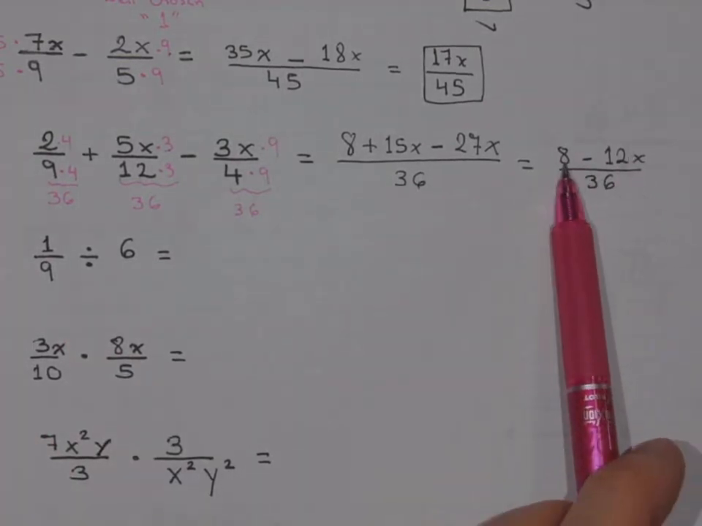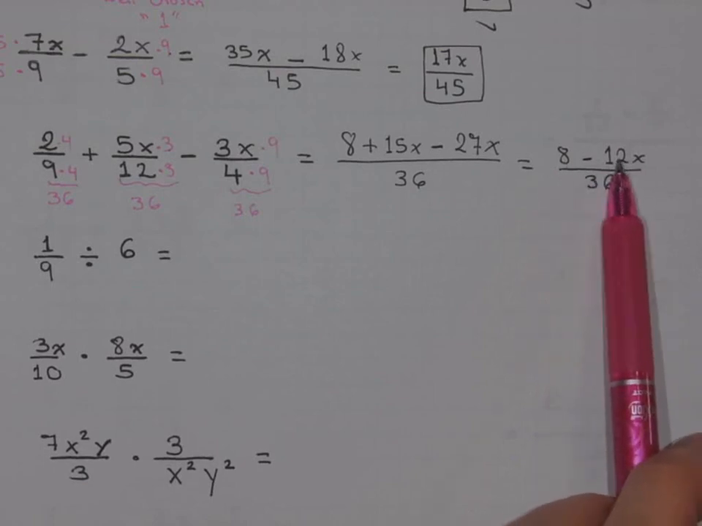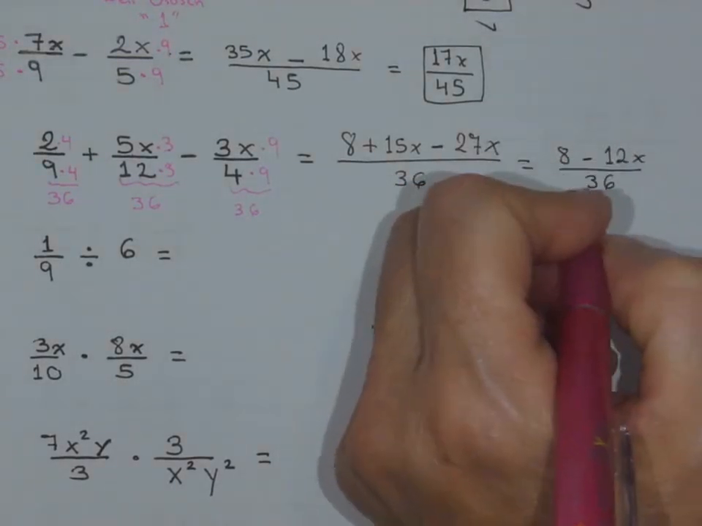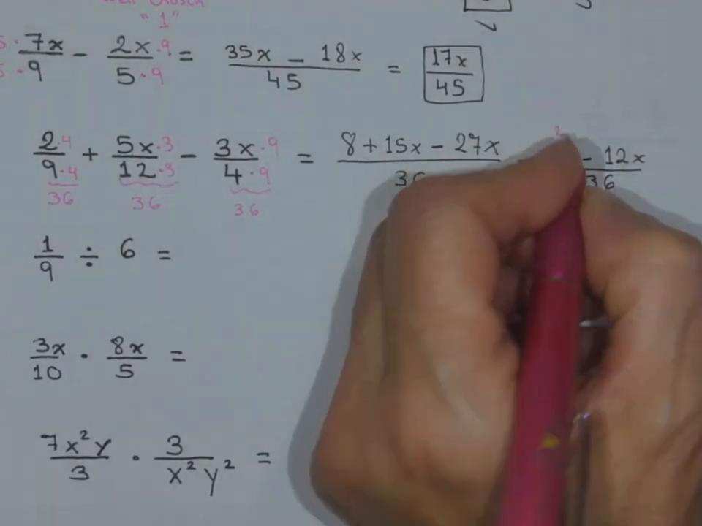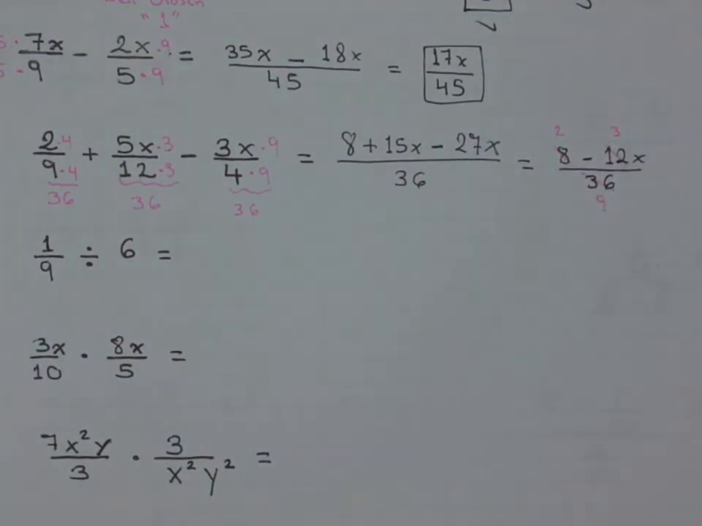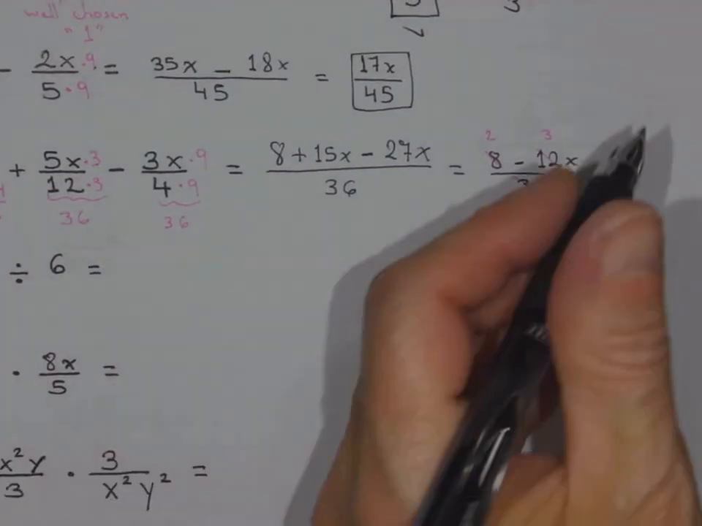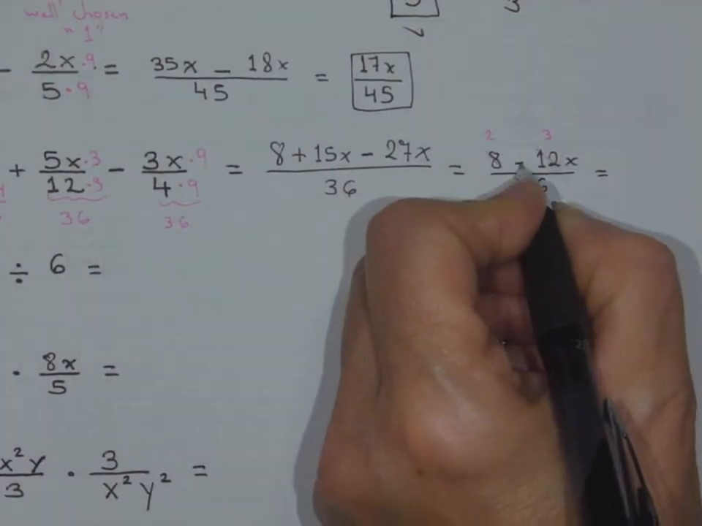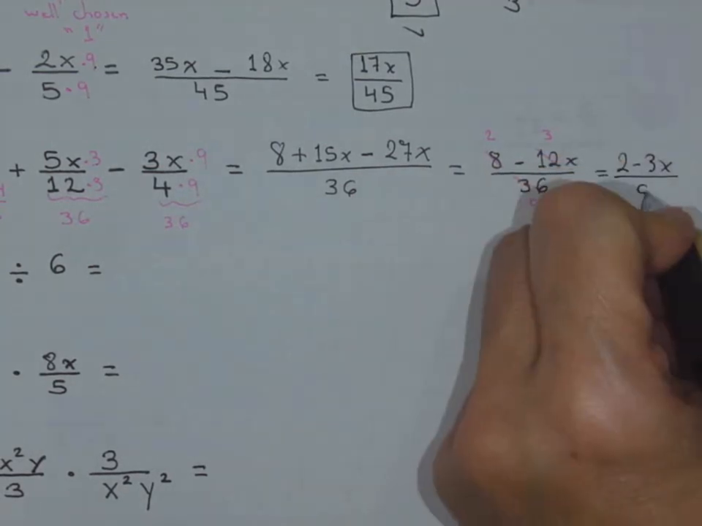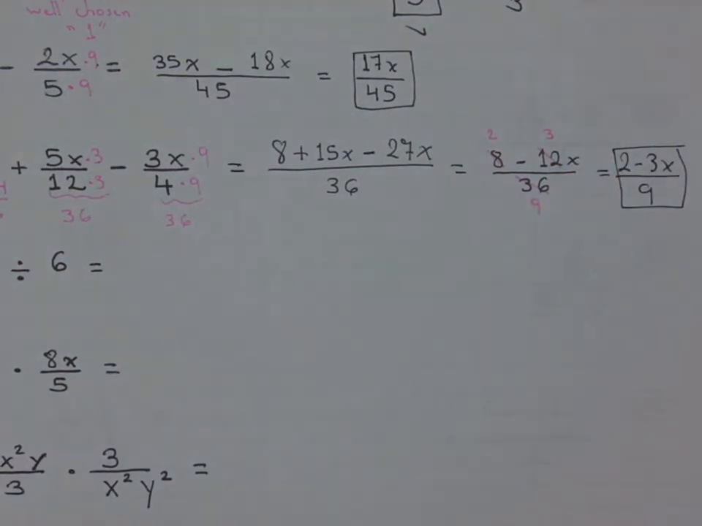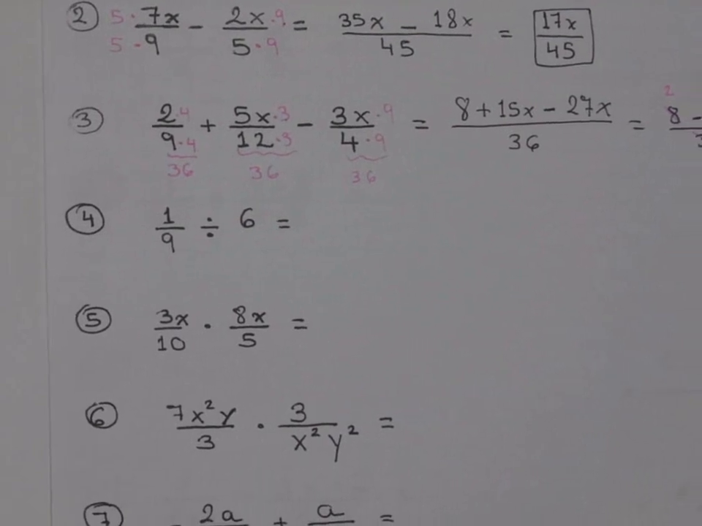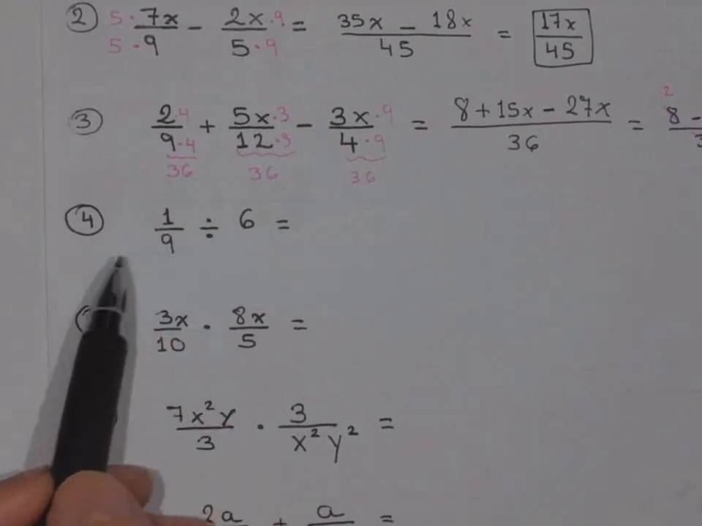And if you're looking, 8 can be divided by 4, 12 can be divided by 4, and 36 can be divided by 4. So we're going to divide all of those by 4. So 8 over 4 will be 2. 12 divided by 4 is 3, and 36 divided by 4 is 9, and so our answer here would actually be 2 minus 3x, don't forget your x there, over 9, and now that is your final simplified answer. Okay, again, if you need to re-listen to all of that, just go ahead and rewind and listen to it again. We're going to switch to division now.